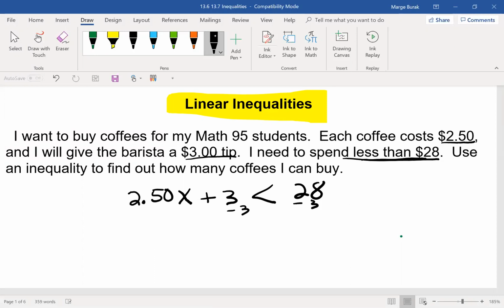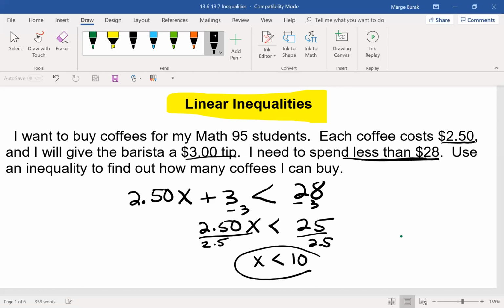Minus 3, we get 2.5x less than 25. Divide both sides by 2.5, and 25 divided by 2.5 is 10. I can only buy less than 10 coffees, because I need more than 10 so that's not going to work. But there we go, so that's how I would solve it.